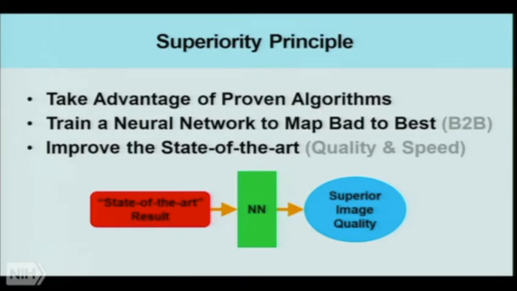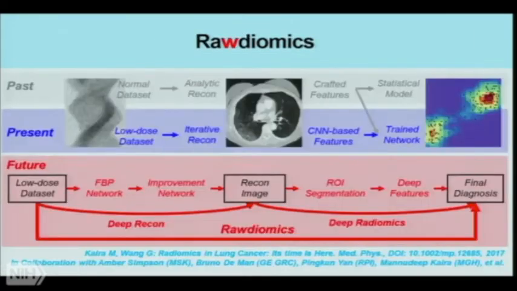With machine learning, we can make improvement over state-of-the-art. Any proven algorithm, like metal artifacts reduction, there are some good algorithms, but the result is still not perfect. Then you take that image as your starting point and put the best result into a neural network, you will only get even better results. So we can train a neural network to map imperfect or bad results to a best standard. And if you like, you can call it B2B. So we can always improve state-of-the-art algorithms with machine learning.